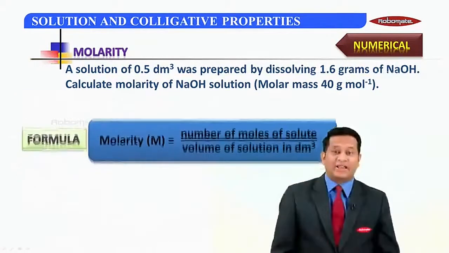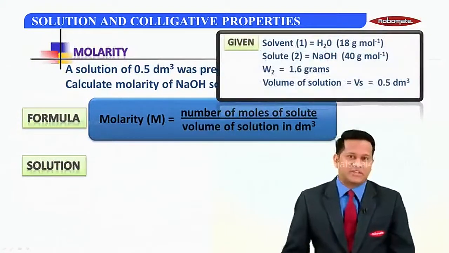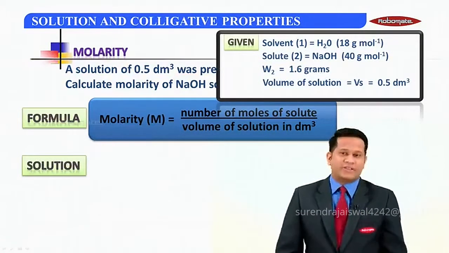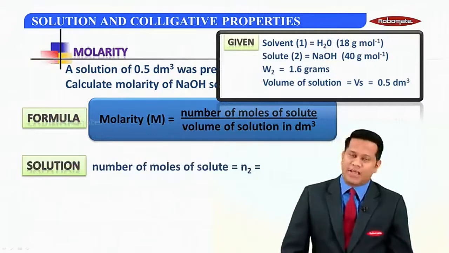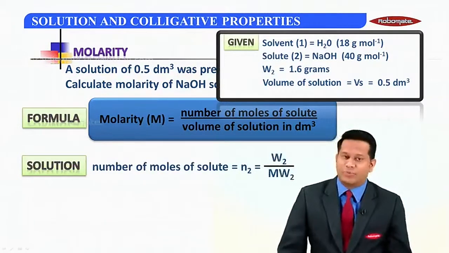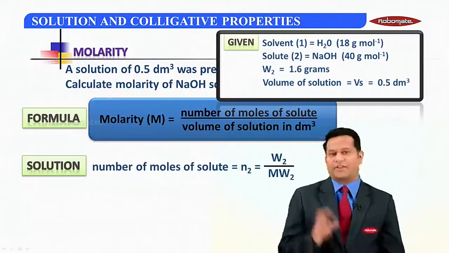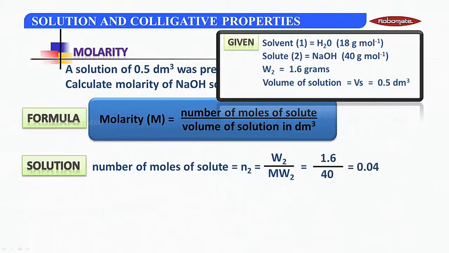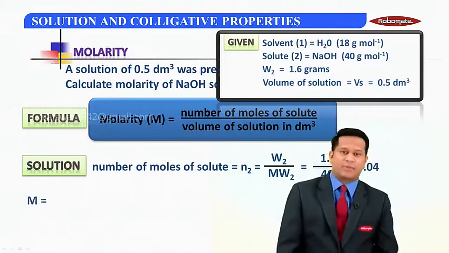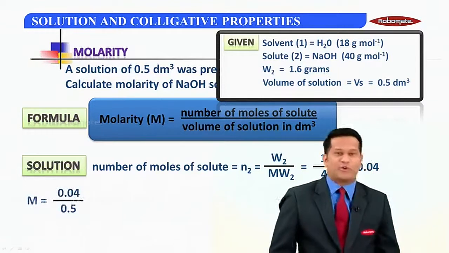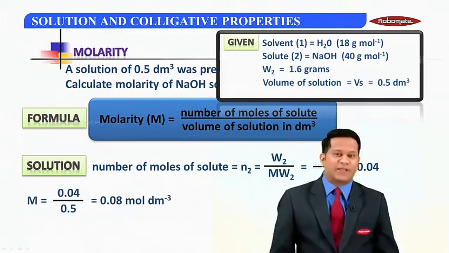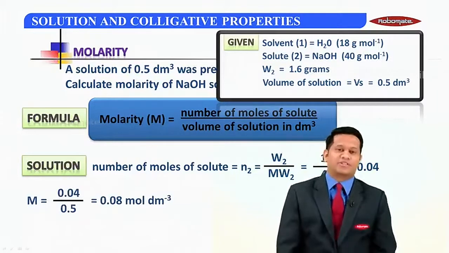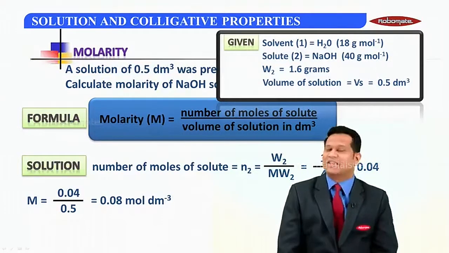Let's have a quick look at the entire solution. We know this data, correct? What exactly we need to find is molarity, which is number of moles of solute upon volume of solution. And number of moles is given by the formula W2 upon MW2, that is weight upon molecular weight. Weight is 1.6 grams, molecular weight is 40. If I divide this, the answer is 0.04. Since I know number of moles and I know volume, I'll divide number of moles upon volume, that is 0.04 upon 0.5. I'll get the answer of molarity as 0.08 mole dm cube inverse. That's what we have for this particular module. Thank you so much.